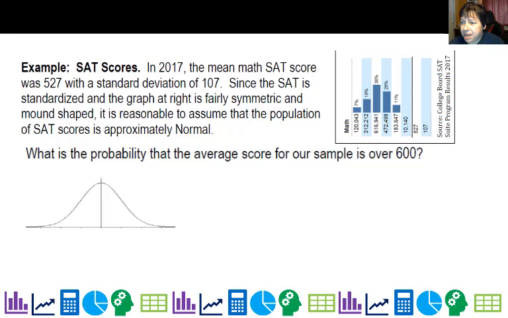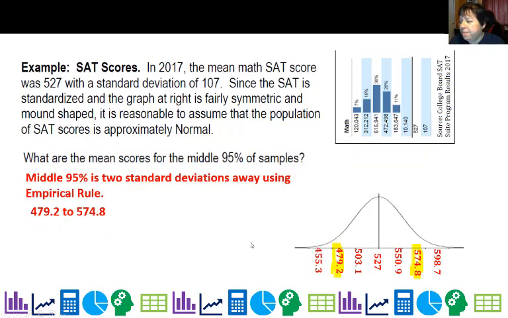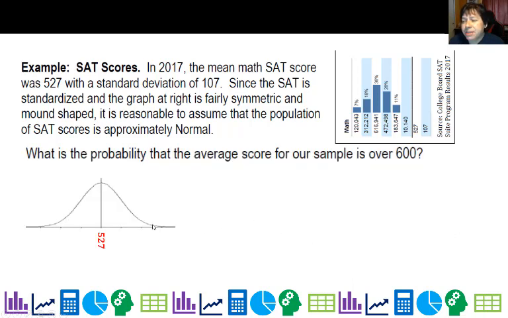Okay? Now, what is the probability that the average score for our sample is over 600? So this is the average of all 20. So 527 is still here. 600, if you recall from the previous, let me go back. 600 is actually way over here. It's more than 3 sigma away, all right? So it's probably smaller. 600 is there. So I'm looking at a tiny probability.